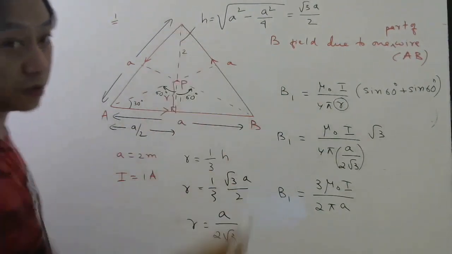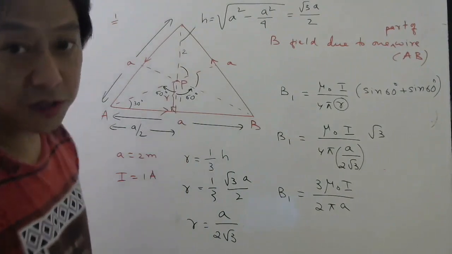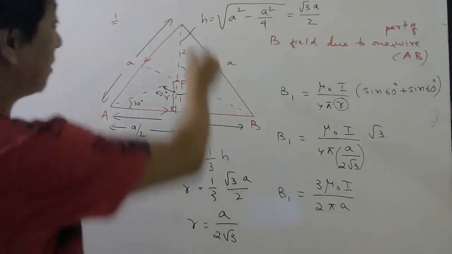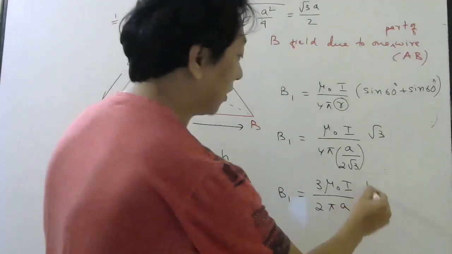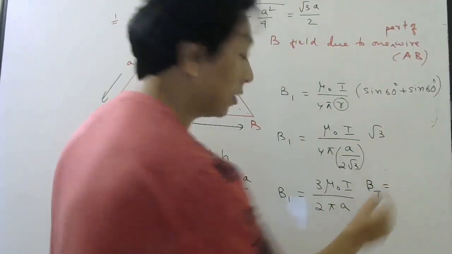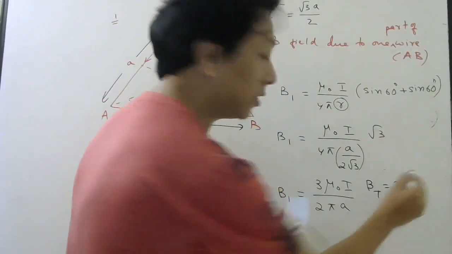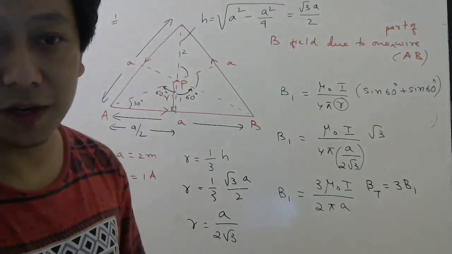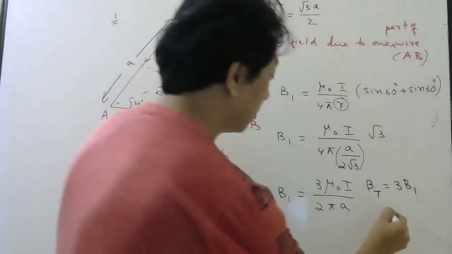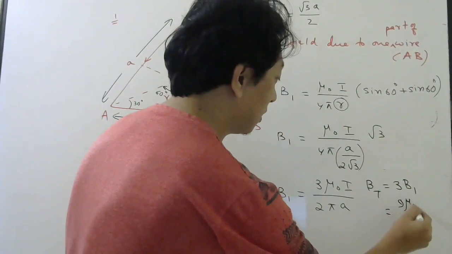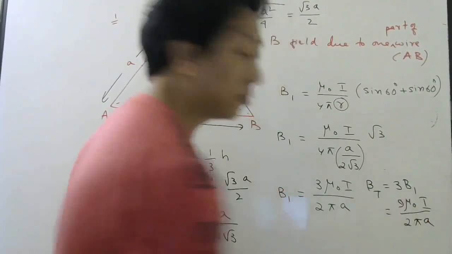Other part will produce same magnetic field because this angle will be also 60, this angle will be also 60. So whatever I did, you repeat for this part also and this part also. So total magnetic field will be 3 times this, because each part will produce same magnetic field. Direction is also same. So you can just add. So this will be 9 mu naught I by 2 pi A. So that would be the answer.